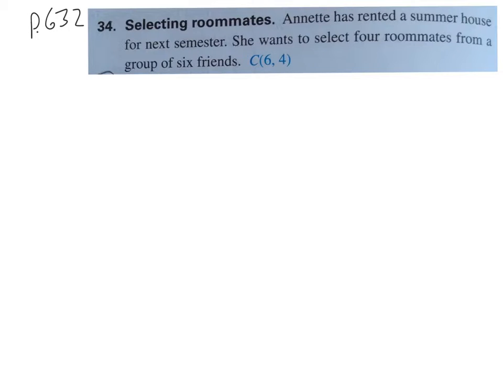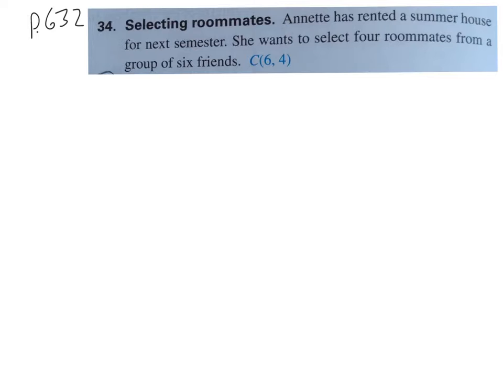Alright, so I want to tie this into an actual problem here so you kind of get some context. On page 632, number 34 says we're selecting roommates. Annette has rented a summer house for next semester, and she wants to select 4 roommates from a group of 6 friends. Now your job in a problem like this is to determine whether it's a combination or a permutation. And the way you determine that is whether order matters or it doesn't.